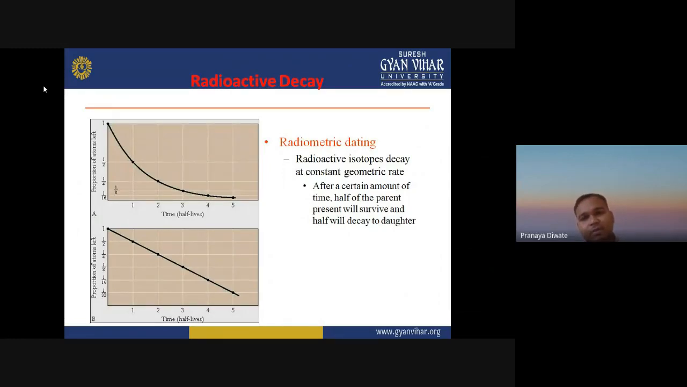Then you have radiometric dating, also called radioactive dating. A radioactive isotope decays at a constant geometric rate. After a certain amount of time, half of the parent present will survive and half will have decayed to the daughter. This is how radioactive isotope decay works.